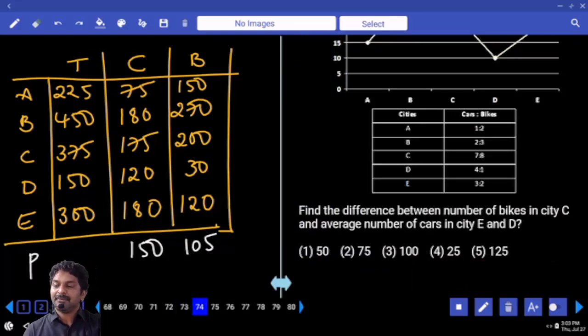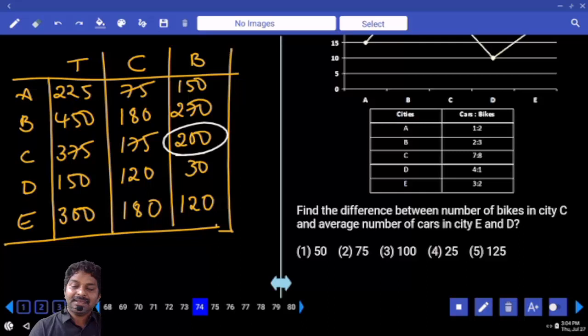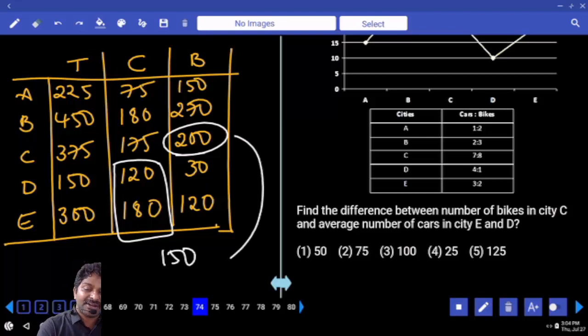Find the difference between the number of bikes in C and the average number of cars in E and D. Number of bikes in C, how many? 200. What is the sum of cars in E and D? 300. Average 150. And the question is to identify the difference between 200 and 150. 50.